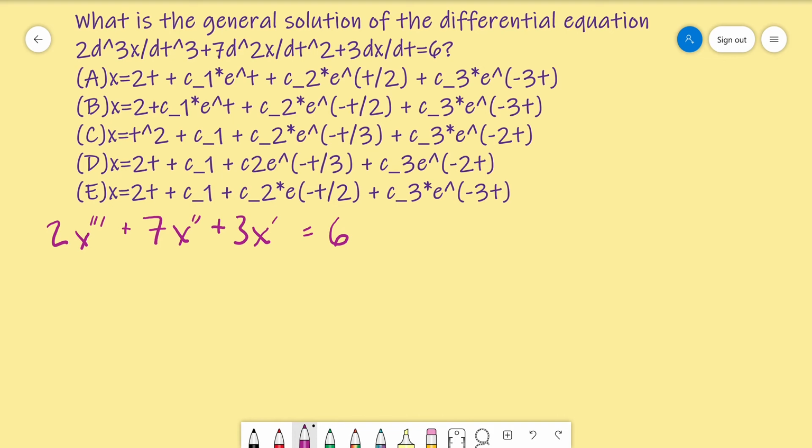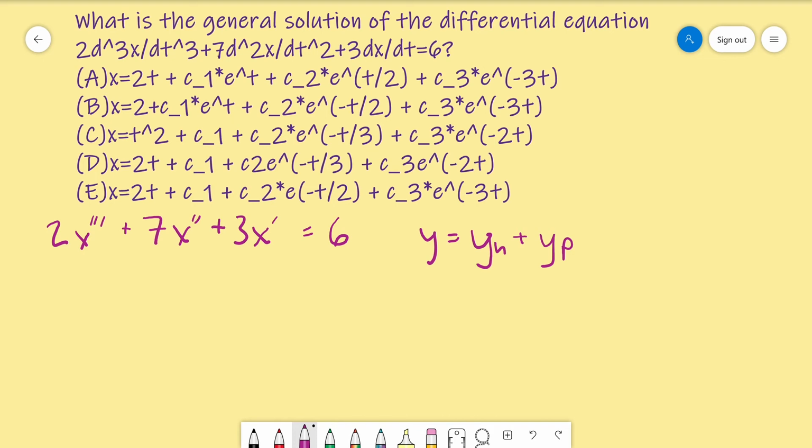Well, we know that the solution to a non-homogeneous equation has the form yh plus yp, where yh is the solution to the homogeneous equation, and yp is a particular solution. What does a particular solution mean? Well, it's just any old solution that works. So let's first find the particular solution.